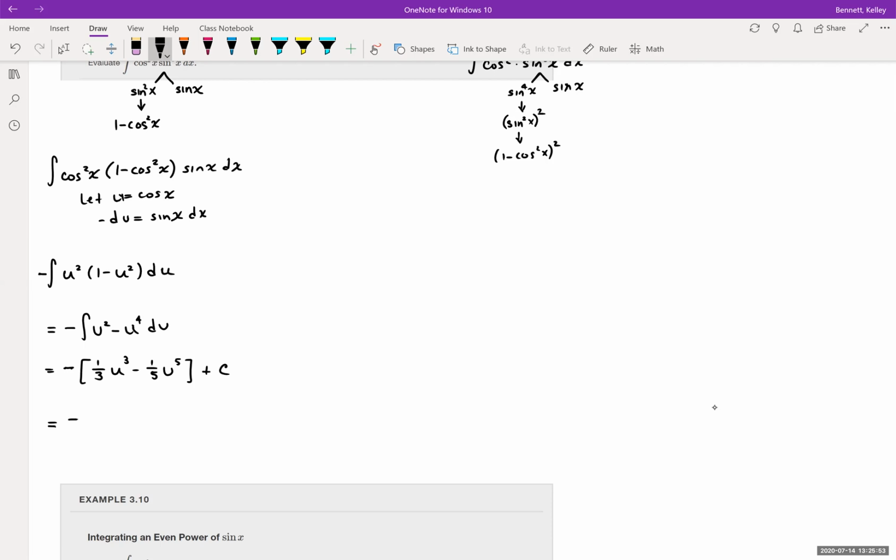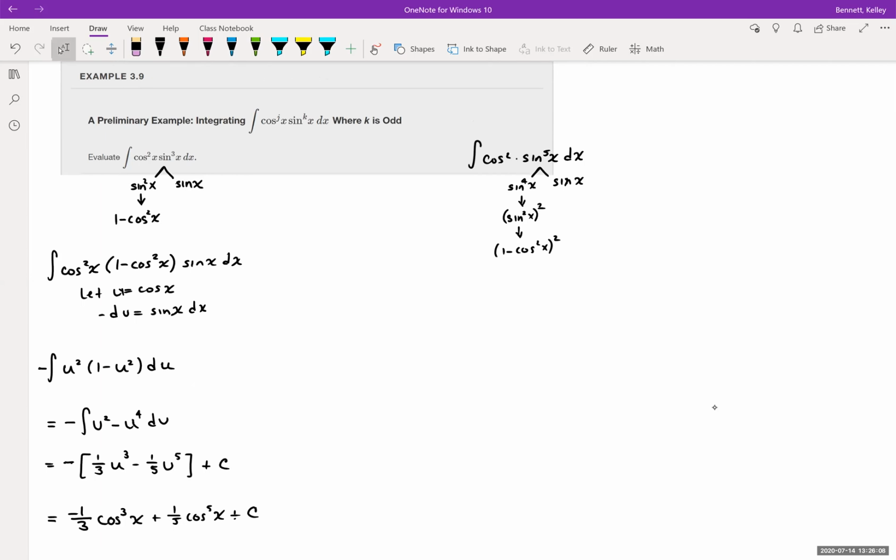So I'm going to get negative 1/3 cosine cubed x plus 1/5 cosine to the 5th x plus c. And you'd have a really similar flow of work in the other thing I mentioned where it was sine to the 5th.